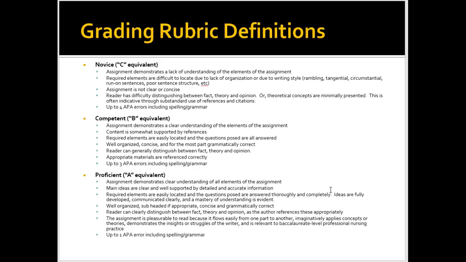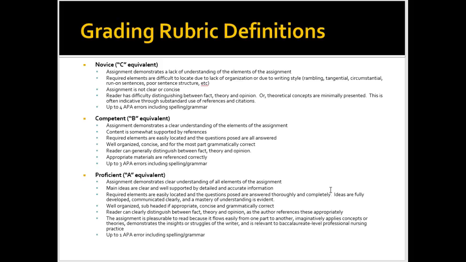In order to achieve a competent level rating or a B equivalent, this is reflective of an assignment that demonstrates a clear understanding of the elements of the assignment. The content is somewhat supported by references. The required elements are easily located and the questions posed are all answered. The assignment is well organized, concise, and for the most part grammatically correct. The reader can generally distinguish between fact, theory, and opinion, and appropriate materials are referenced correctly and can include up to 3 APA errors, including spelling and grammar.